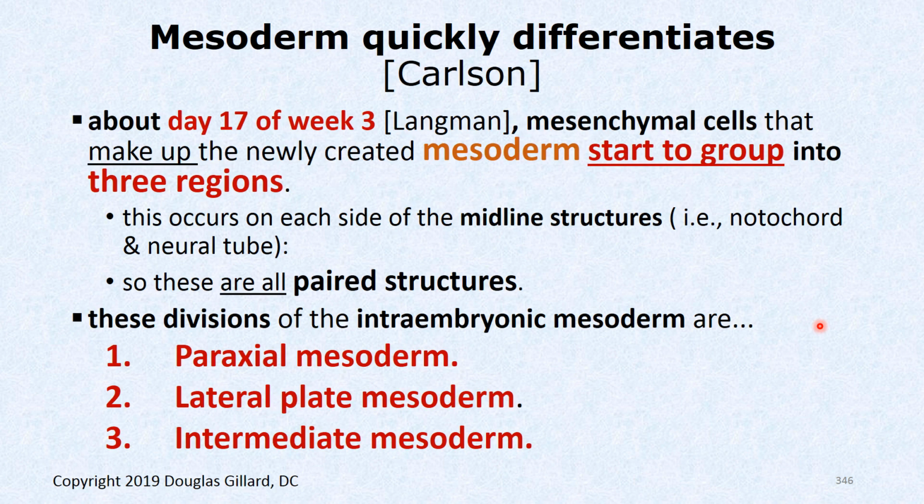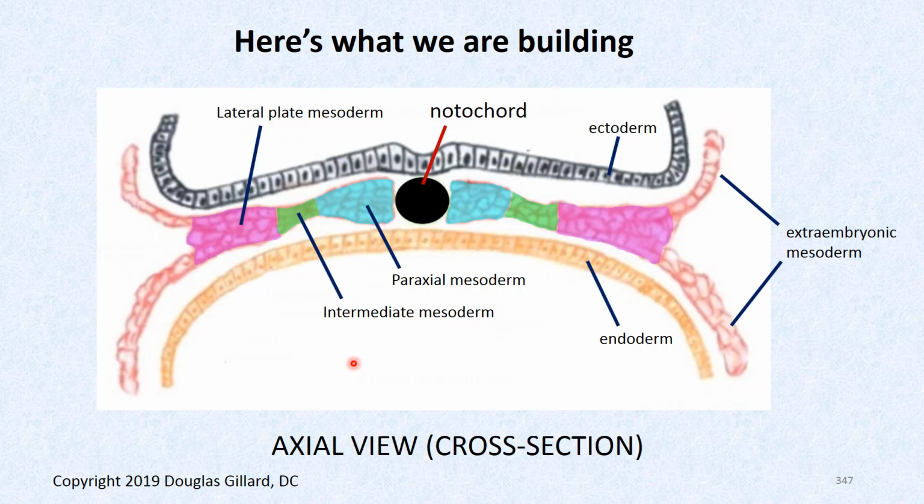So mesoderm quickly differentiates about day 17 of week 3. Mesenchymal cells, remember, the mesoderm is not made up of epithelial cells. It's made up of mesenchymal cells, which can morph into everything, anything they want. So they start grouping together into 3 regions. Paraxial region, which is called the paraxial mesoderm. The intermediate mesoderm is really next, moving away from the midline, and then the lateral plate mesoderm. Okay, these are all paired structures. Let's take a look at them.